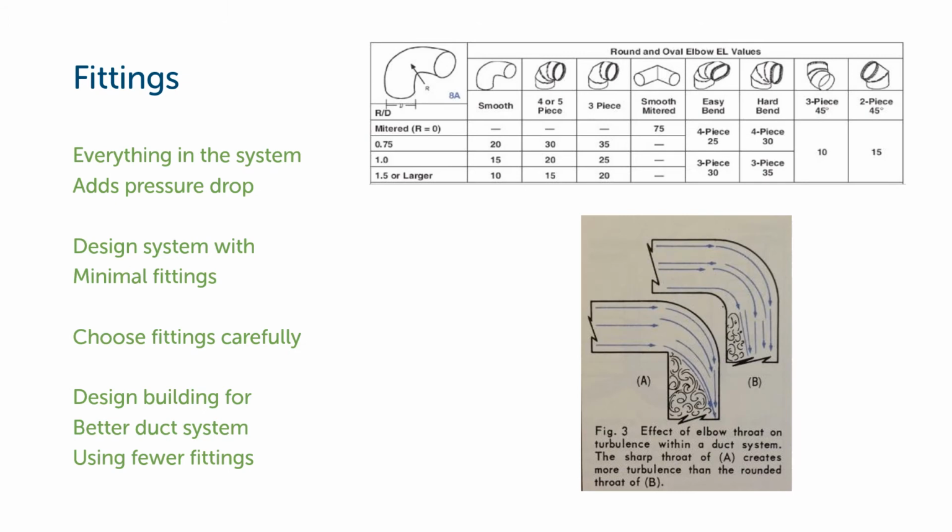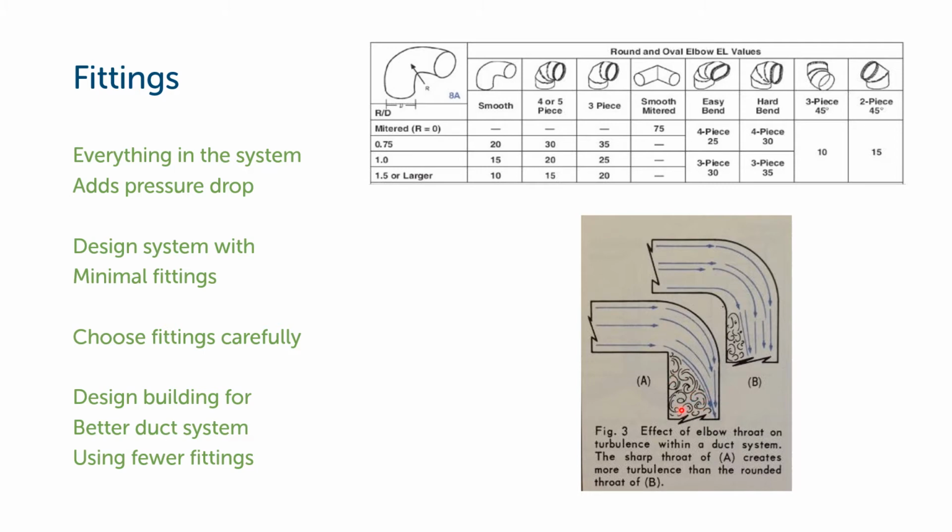Let's talk about fittings. They have an effect on the pressure. Everything in the system adds pressure drop, right? So we want to design our system with minimal fittings because more fittings add up to more pressure drop. Look at the effect of the throat on this elbow here. On elbow A, we have a square throat, and the sharp corner here at the throat creates turbulence.